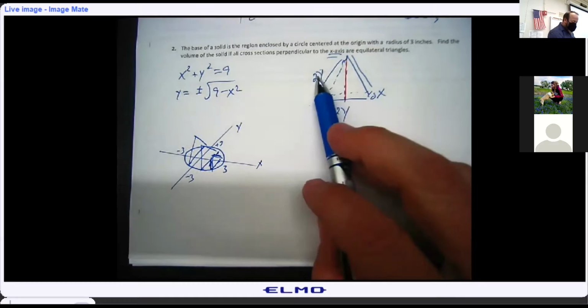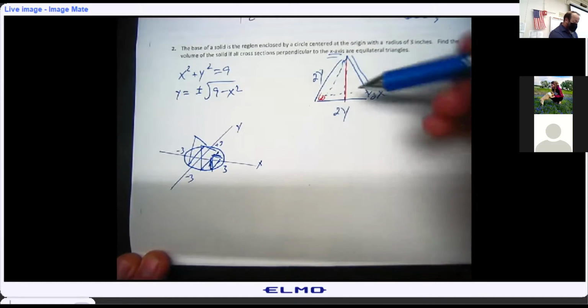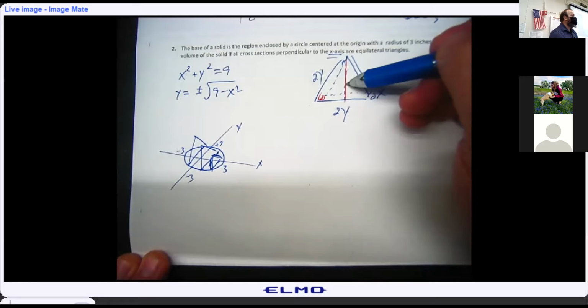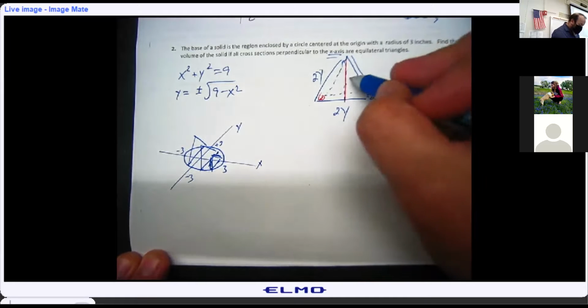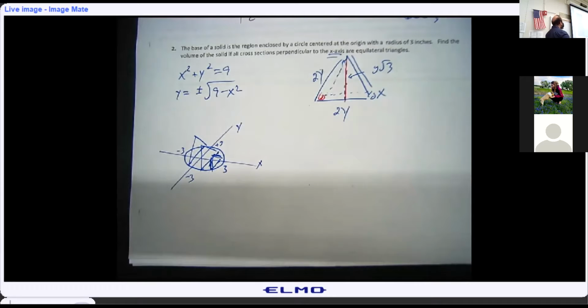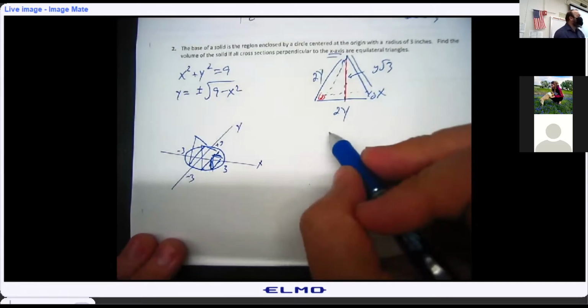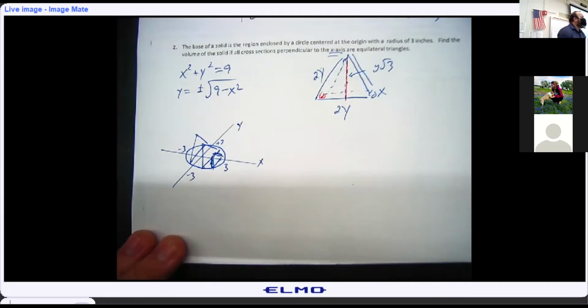If this is 2y, what's this piece right here? Y. And that makes this piece right here y root 3. Okay? Remember the whole square root of 3 that popped in special right triangle. So what is the volume of that triangular prism? That's what that's called, by the way. This is a triangular prism. How do you find the area of the front face?